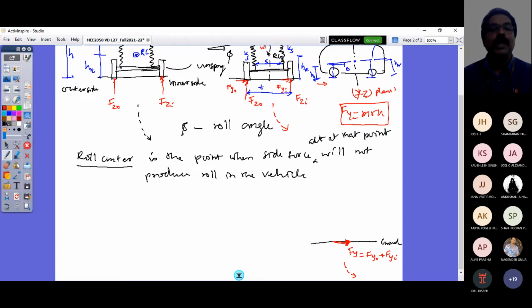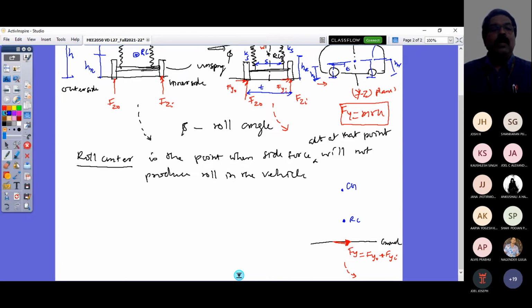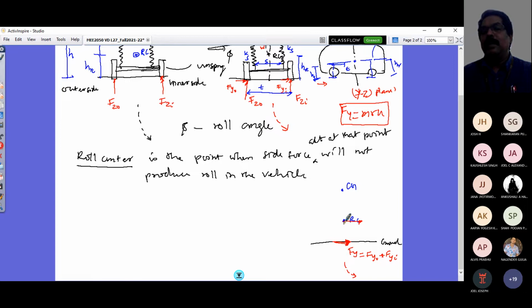And this point is my roll center. And this point is my CG, right? So now see, this Fy can be shifted here, you know that, and then can be cancelled here. So by shifting this, you see this and this form a couple. And this couple is independent of roll of your vehicle body. It is an instantaneous couple as this force gets transferred there, right? And it is independent of the roll of your vehicle body.